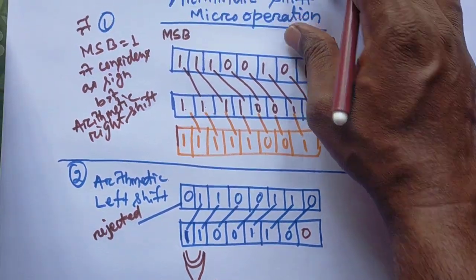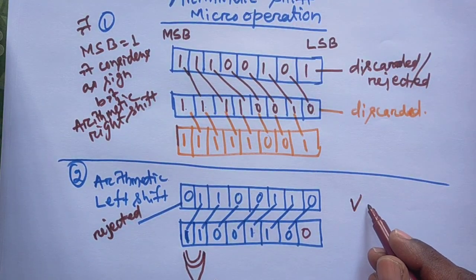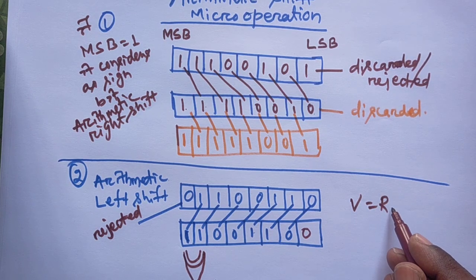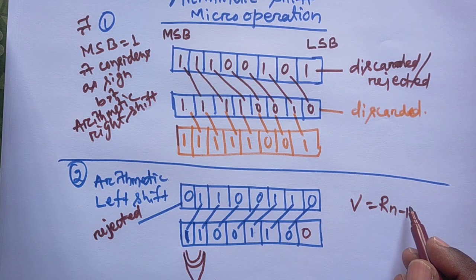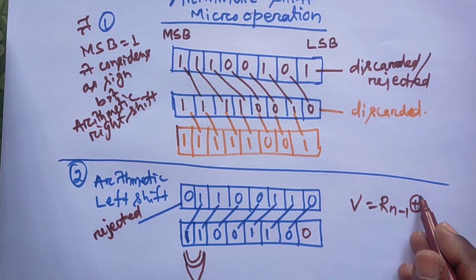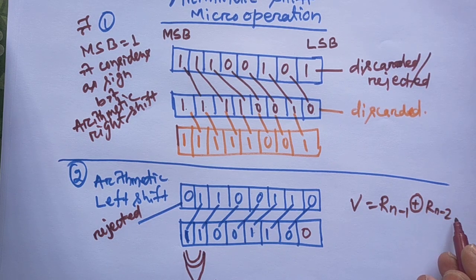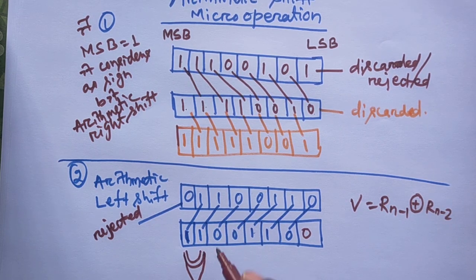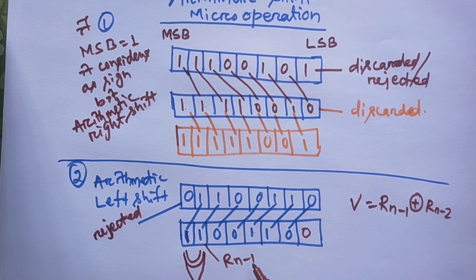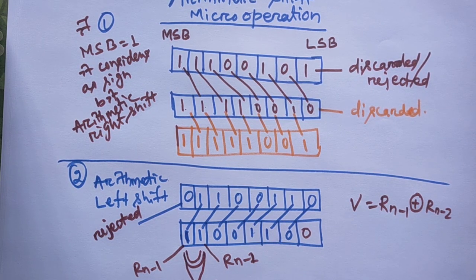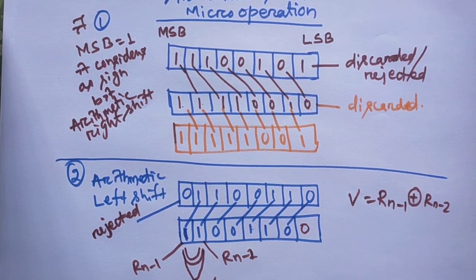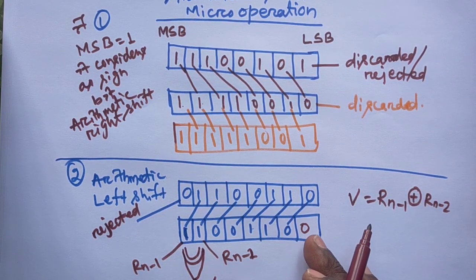This V is determined by V equals R n minus 1 XOR with R n minus 2. You see this is R n minus 1 and this is R n minus 2, for example, because we consider the last 2 bits, since counting starts from 0 like this.